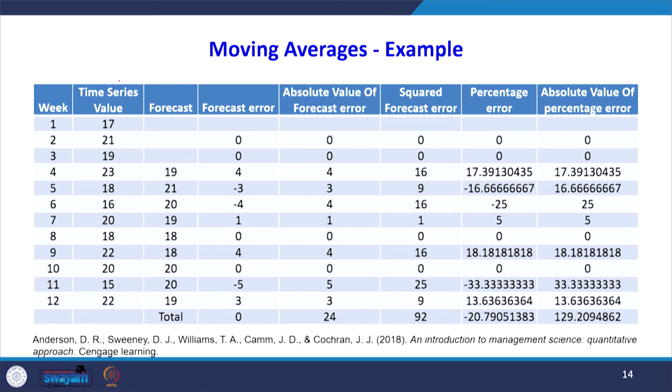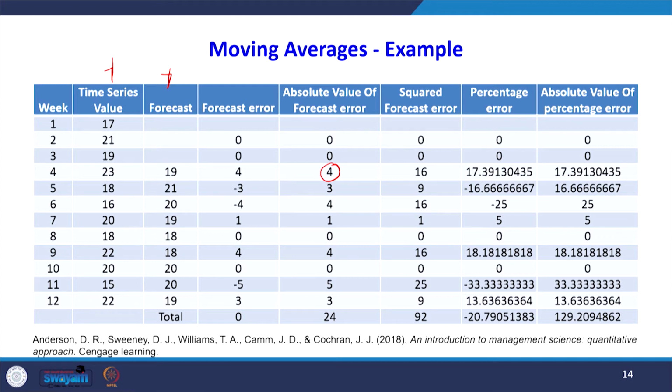So we have the actual value, then the forecast, then the error, then the absolute value of forecast error, then the squared forecast error, then the percentage error. What is a percentage error? Error, for example, this is 4 upon 23, that is called percentage error, then the absolute value of percentage error. So these values will be used.